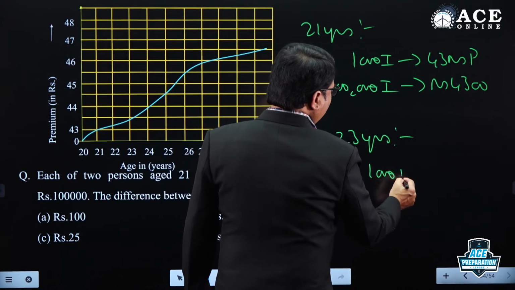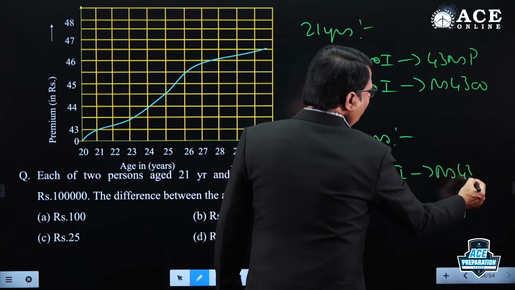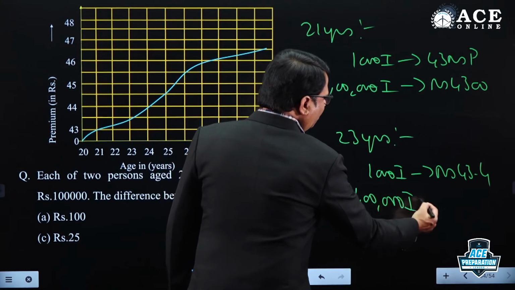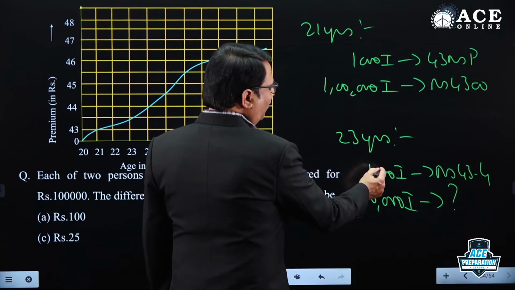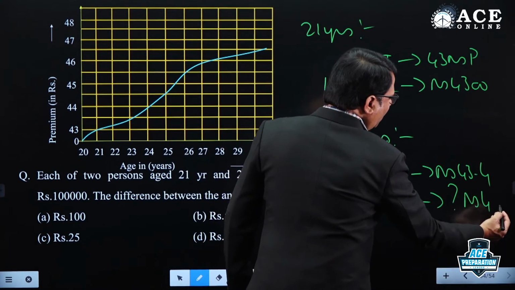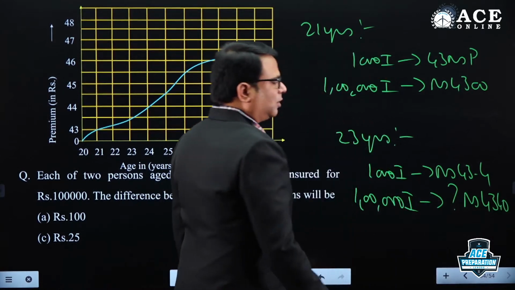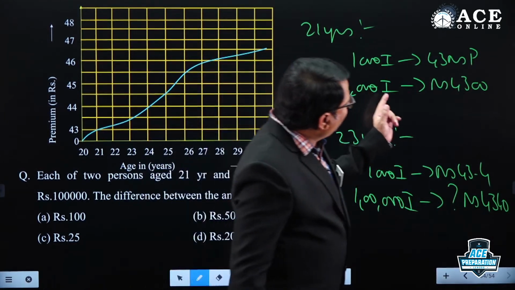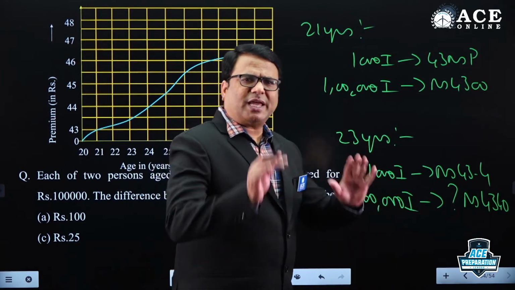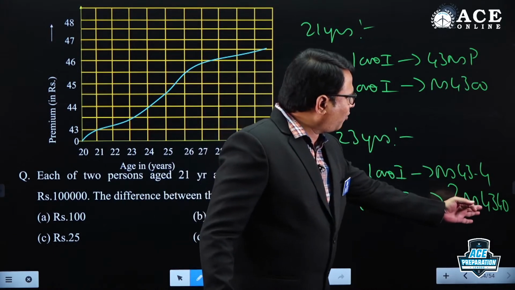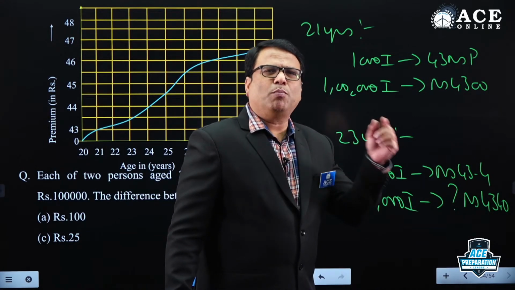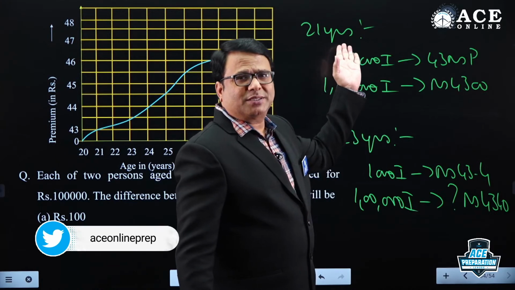So for 1,000 rupees insurance, he has to pay 43.4 premium. Then for 1 lakh rupees insurance, he has to pay how much? The left side is becoming 100 times, so the right side will also become 100 times. So rupees 4,340. A 21-year-old person is paying a premium of 4,300, and a 23-year-old person for the same 1 lakh insurance is paying a premium of 4,340. So the 23-year-old person is paying 40 rupees more when compared to a 21-year-old person.